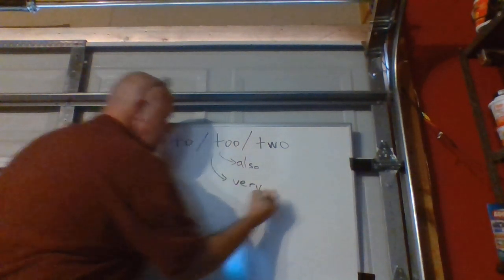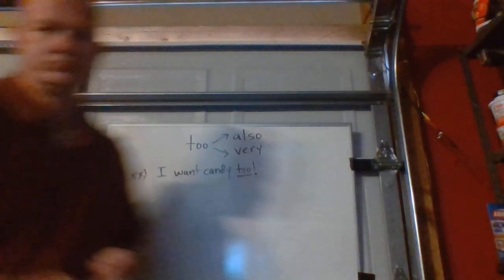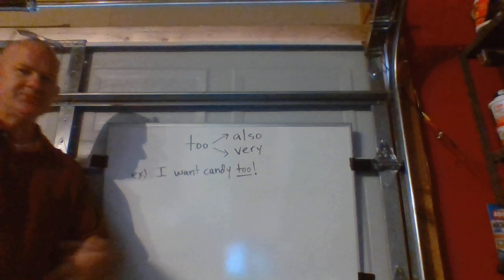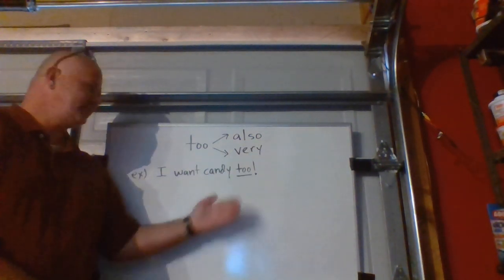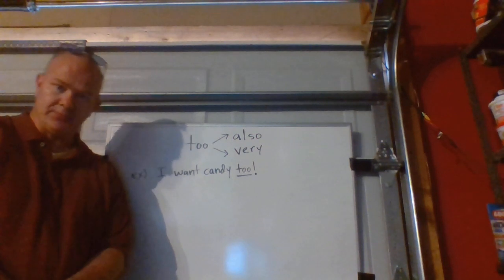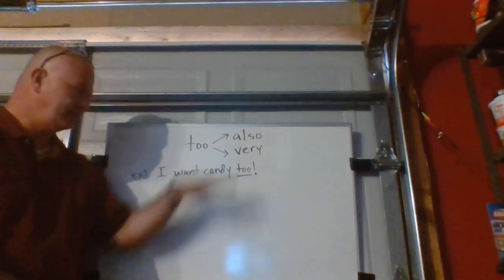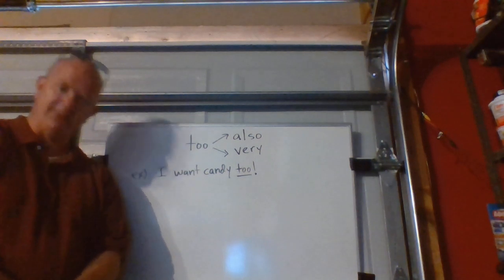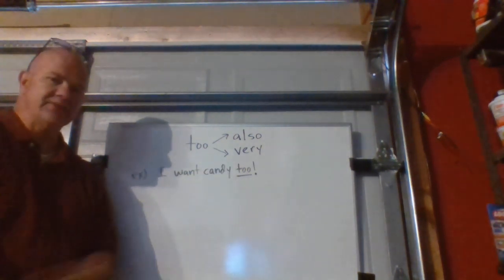So let's do a couple examples with this. First example, I want candy too. It's being used as the word also. This is the same as saying, I want candy also. So if we can put the word also in there and have it make sense, we know we need to use TOO.